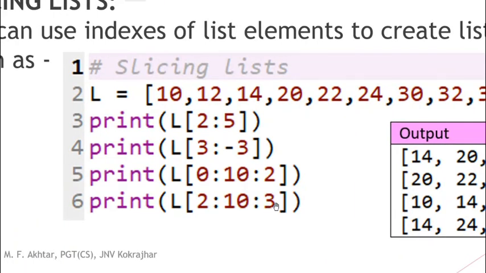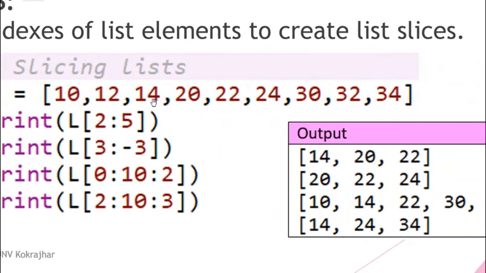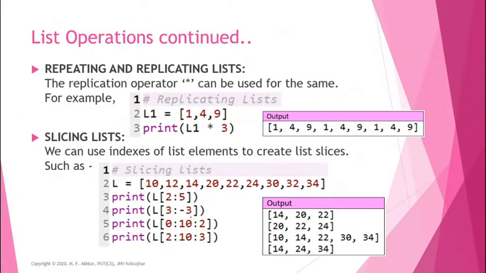Now again we have put some to take every third element. Third step element, starting from the second position. Second position means 14, starting from 14 up to the 10th position. See, 14 it will take, and the third element is 24, then 34 it is taking. It's like this. Understood? Come to the next.